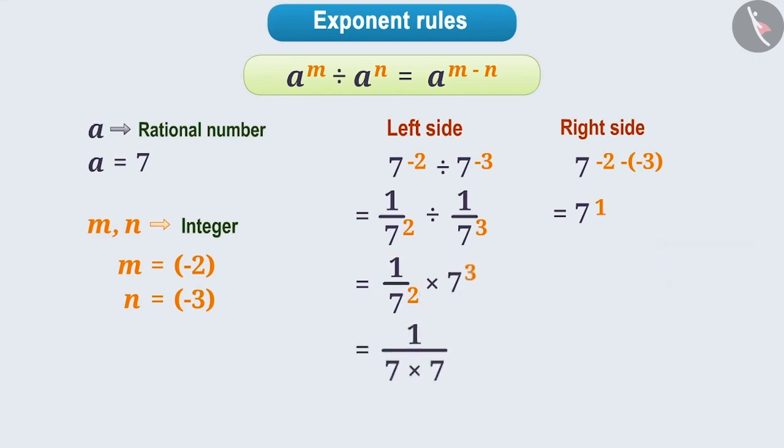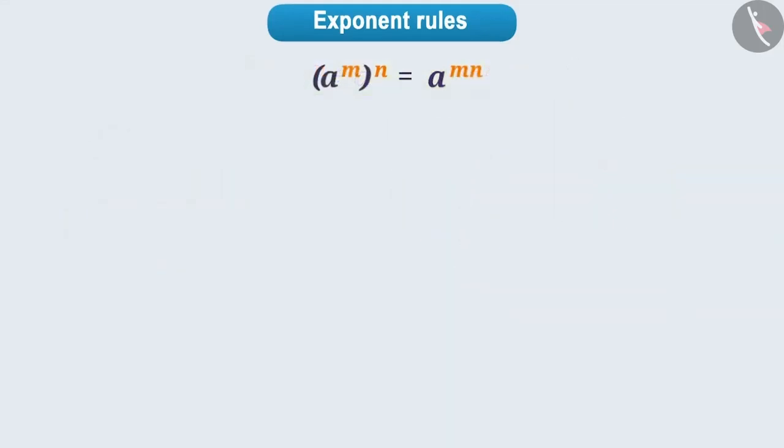Since 7 to the power 2 is equal to 7 into 7 and 7 to the power 3 is equal to 7 into 7 into 7, we will deduct 2 7s from the denominator and 2 7s from the numerator. From this, we will get the result 7 to the power 1, which is equal to the right side. Here also it is verified that for the rational numbers a and b and for integers m and n, a to the power m divided by a to the power n is equal to a to the power m minus n. This rule is true.